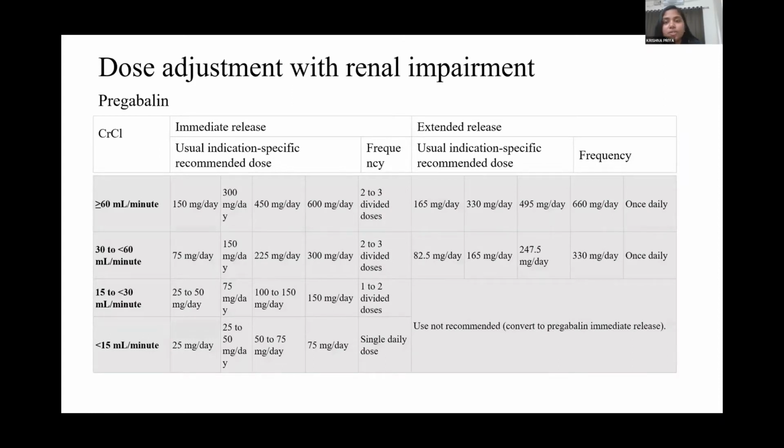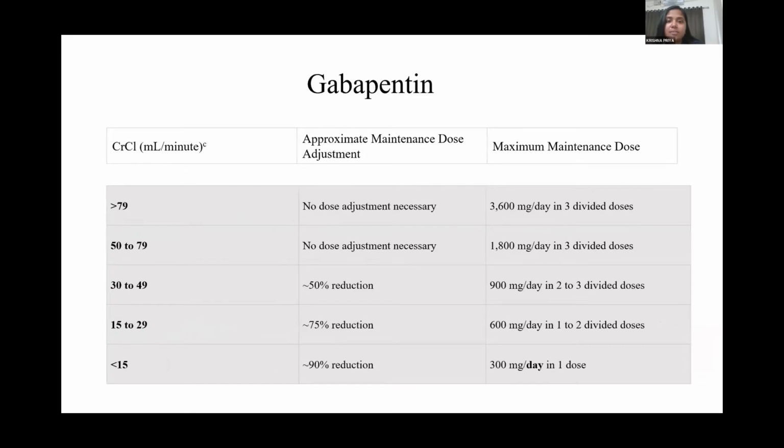So these are the dose adjustments that we have to follow, because we have discussed that pregabalin and gabapentin are excreted unchanged in urine. So creatinine clearance is important in the dose adjustment of pregabalin and gabapentin. So this table can be followed for the dose adjustment. Similarly, for gabapentin, according to the creatinine clearance, the dose adjustment has to be done.